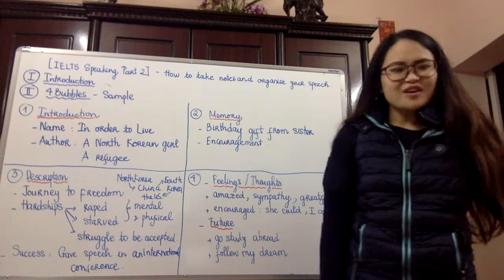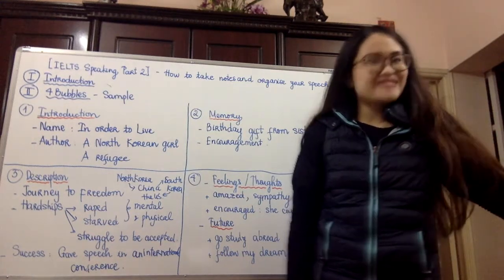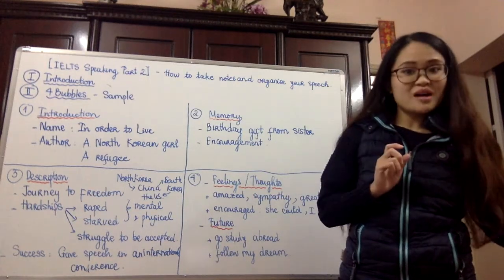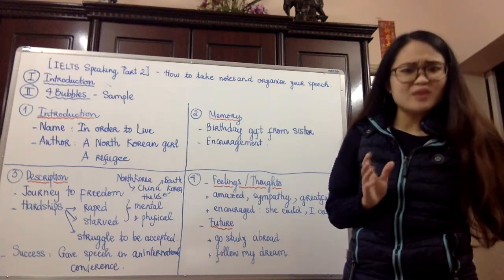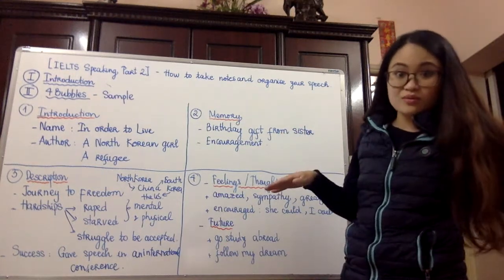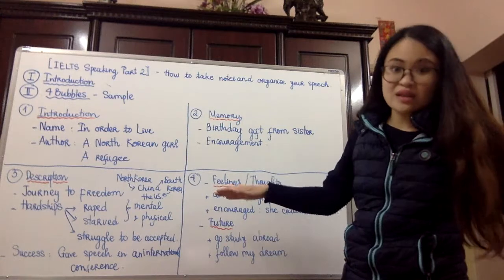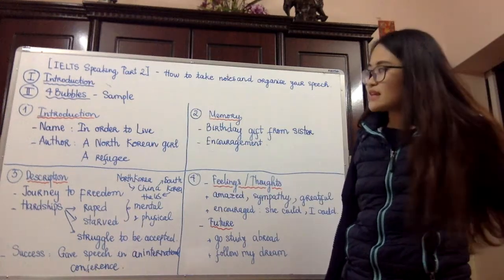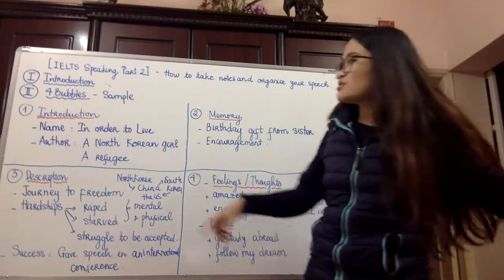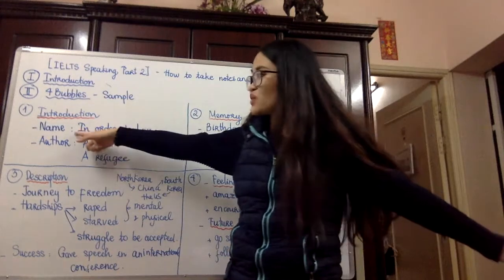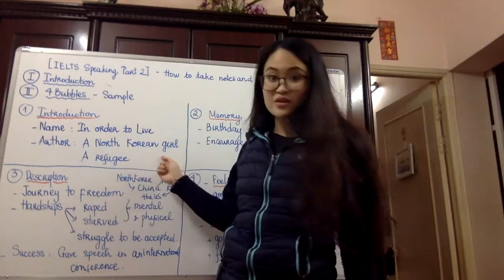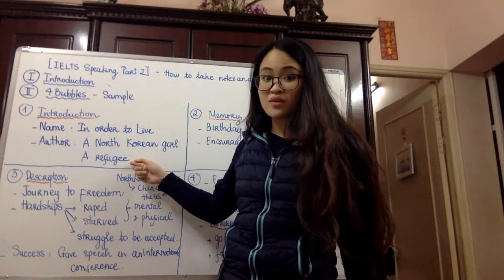Are you interested in what you've just gained? Here I would like to give you a little more about how to really take notes and organize your speech. This is a sample of the 4 bubbles, how I would write it. In this topic, describe a book you want to read again, I would write the name, and the author, a North Korean girl and a refugee from North Korea.